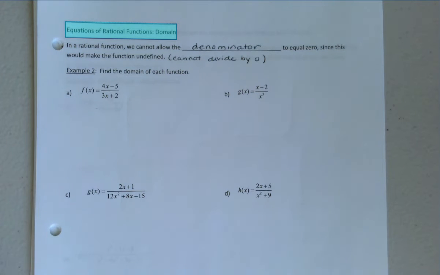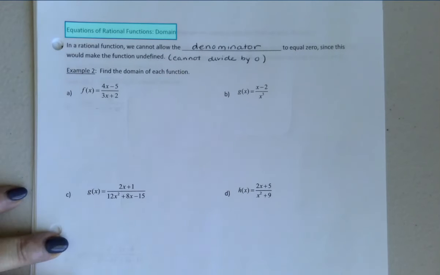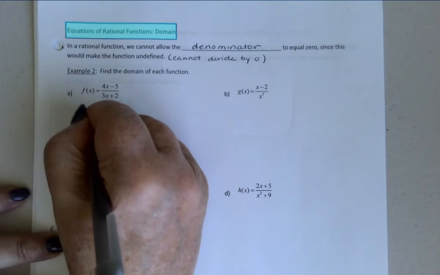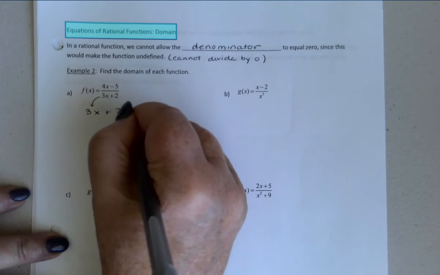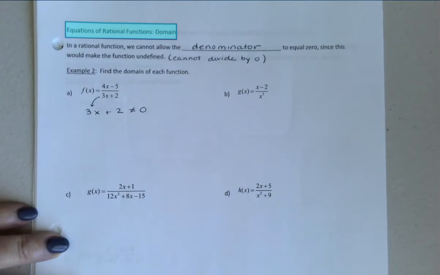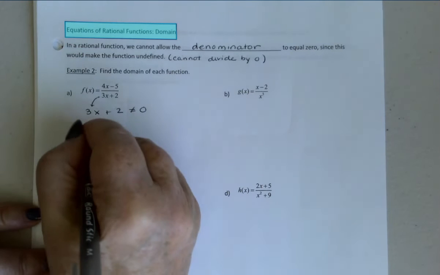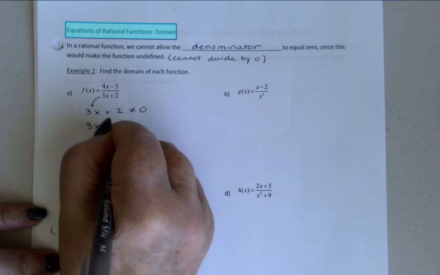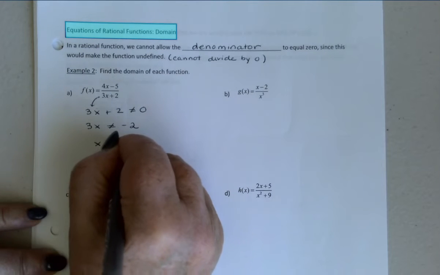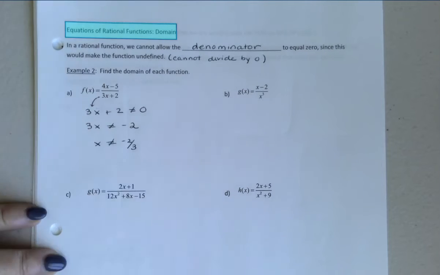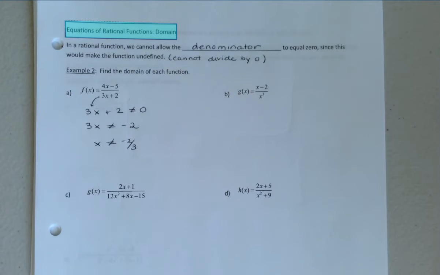So if I ask you to find the domain of these functions, what you want to do is focus on the denominator. You want to say, well, I know I cannot let 3x plus 2, in this case, be 0. So 3x cannot be -2, and x cannot be -2/3.